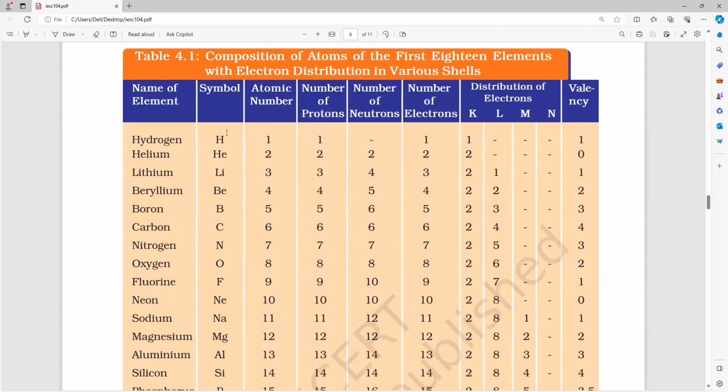See the symbol. Hydrogen: atomic number 1, number of protons 1, number of neutrons 0. So number of electrons is also 1. Distribution of electrons: K shell 1. No L, M, N shells exist in hydrogen. Only one shell exists. What is that shell? K shell. No L, M, N shell in hydrogen. That is what you have to remember. Clear, everybody? Yes, sir. So go through that and finish it.